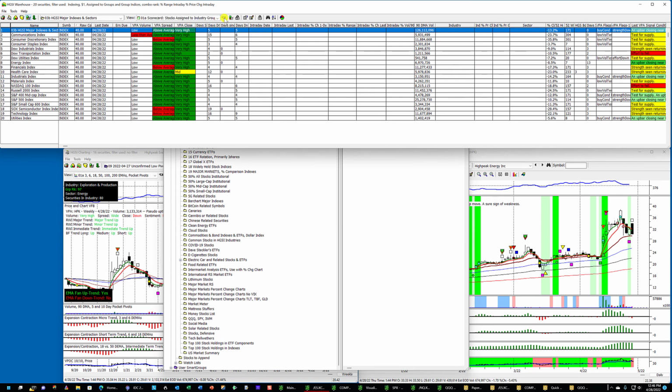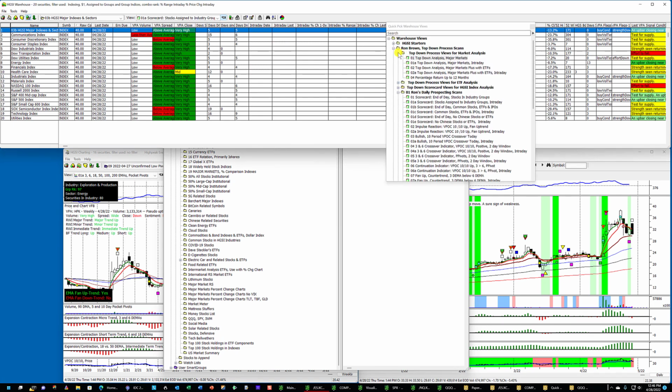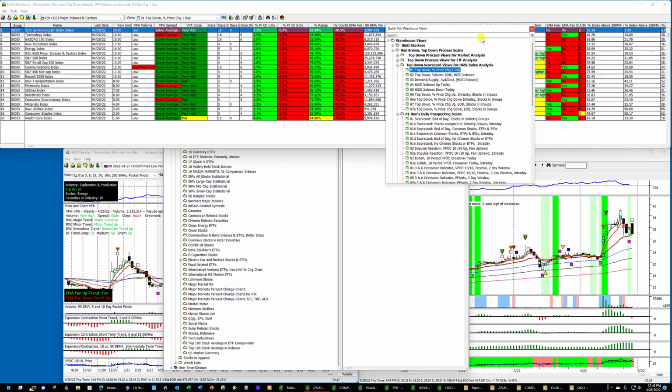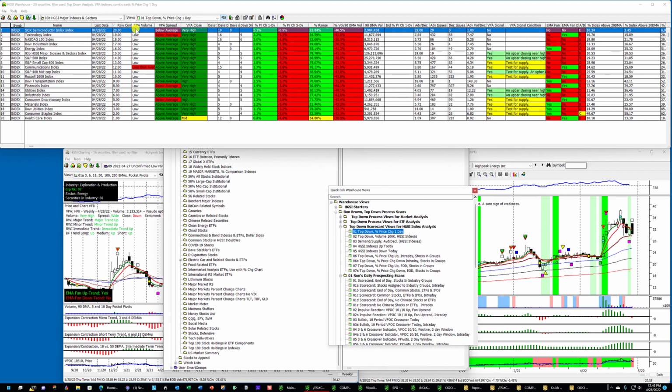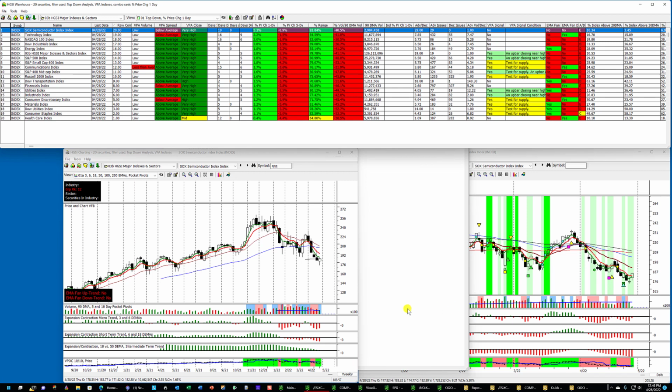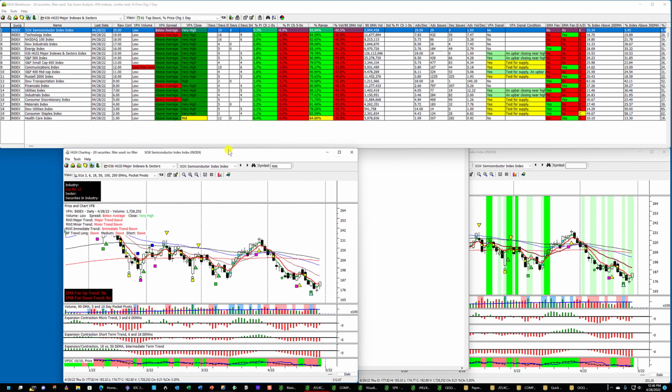Click through to the warehouse views, and now I'm going to go in top-down scorecard views for HGSI index analysis, because these are HGSI indexes sorted on raw combo, and you can see that the semiconductor group is up the most, 5.3%. I'll just bring this chart up. And you can see this is really a beaten down chart. That's a weekly. Let me make this a daily.